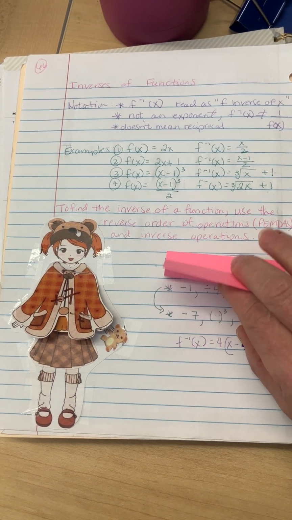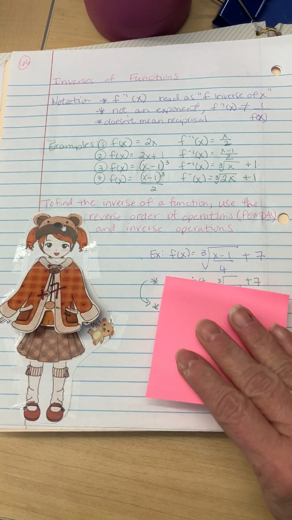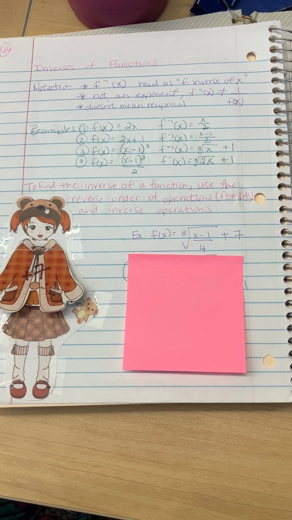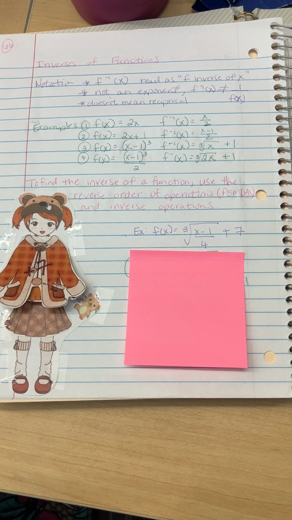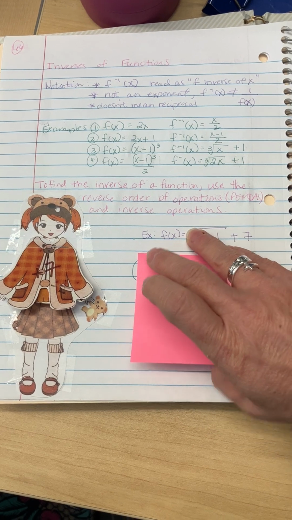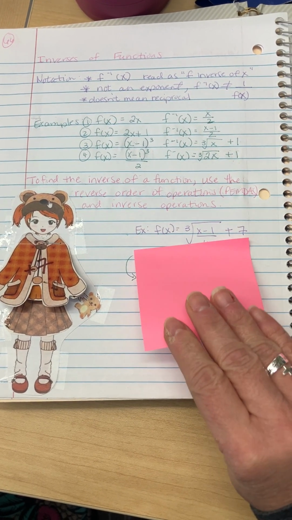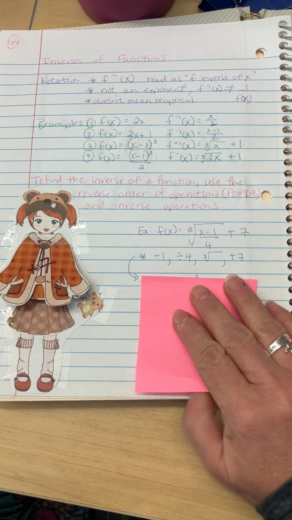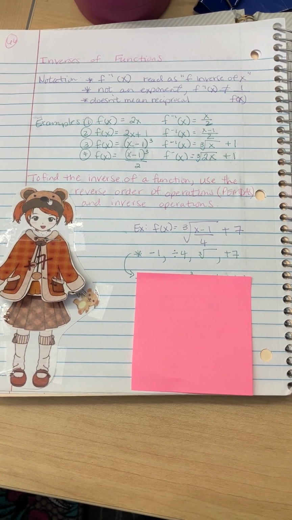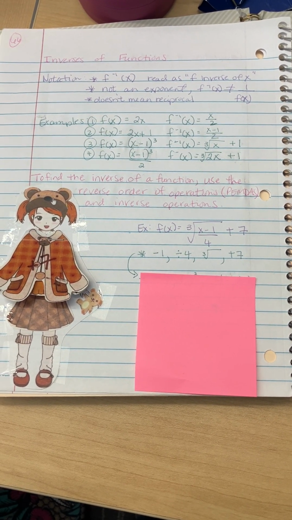Okay? So if I use this as my example then, f of x is equal to now cube root of (x minus 1) over 4, plus 7. If I follow the order of operations, PEMDAS, if I plug in x right now, I would subtract 1 first, then I would divide by 4, then I would take the cube root, and then I would add 7.